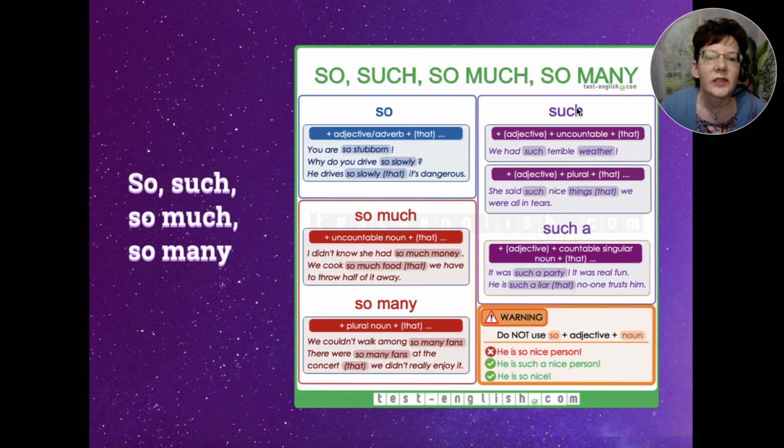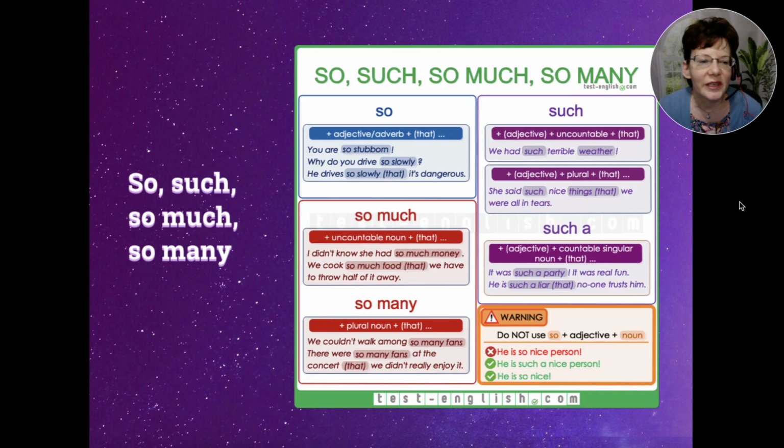Okay, next is such. We use such plus an adjective and an uncountable noun, and we can also add that. So, for example, we had such terrible weather, or she said such nice things that we were all in tears. We can also use this with a plural noun. All right, and then finally, such a. We use this plus an adjective plus a countable singular noun. We can also add that. He is such a liar that no one trusts him.